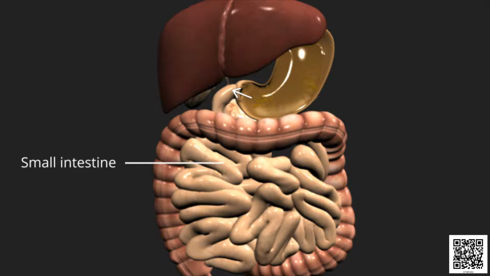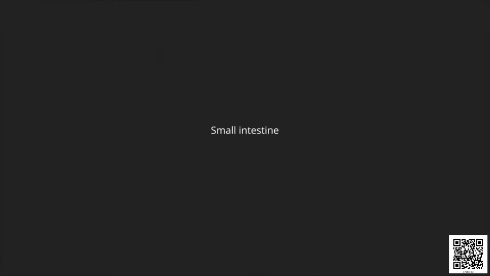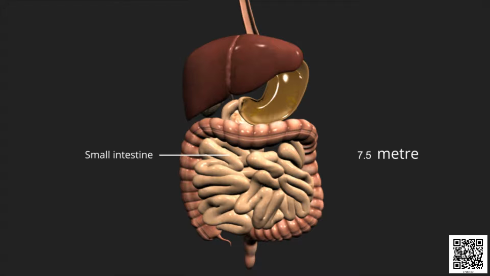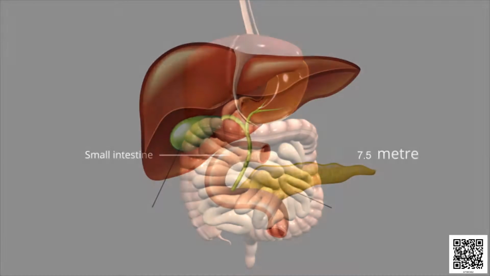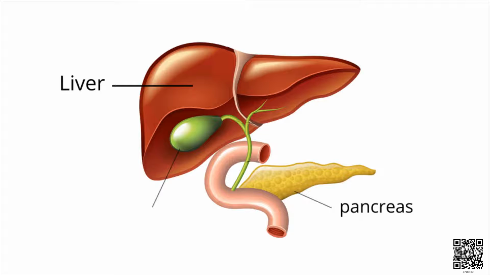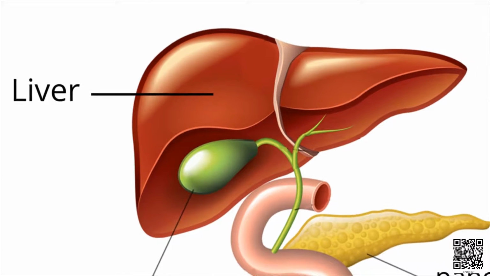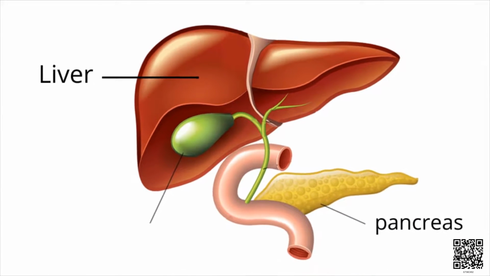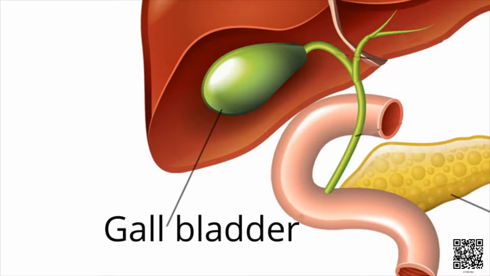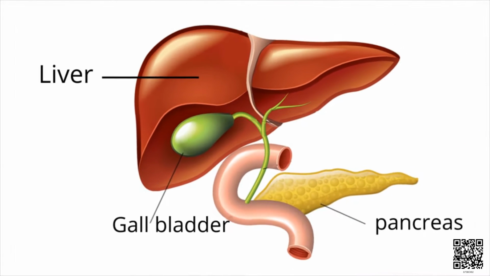The small intestine is highly coiled and is about 7.5 meters long. It receives secretions from the liver and the pancreas. The liver is a reddish brown gland situated in the upper part of the abdomen on the right side. It is the largest gland in the body. It secretes bile juice that is stored in a sac called the gallbladder. The bile plays an important role in the digestion of fats.